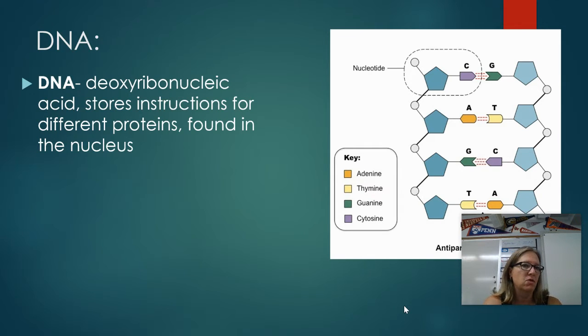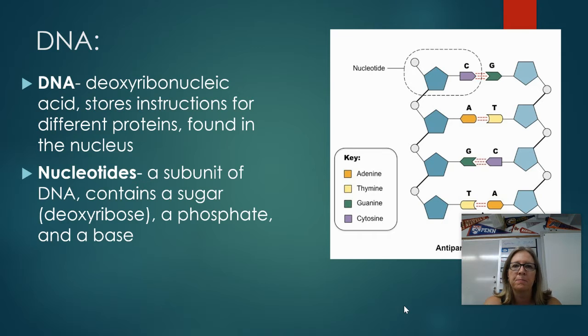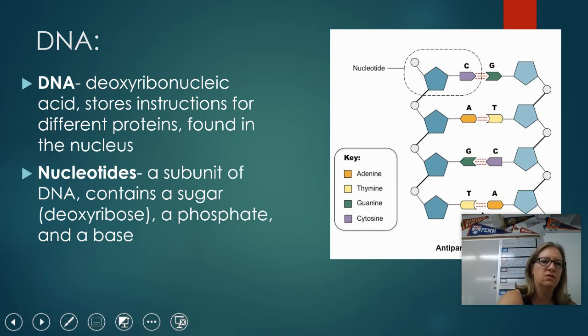Okay, that DNA is found in the nucleus of our cells. Remember, red blood cells don't have a nucleus, so there's no DNA there. But all the rest of our cells have a nucleus, and so they have DNA. The small subunit of DNA is called a nucleotide.